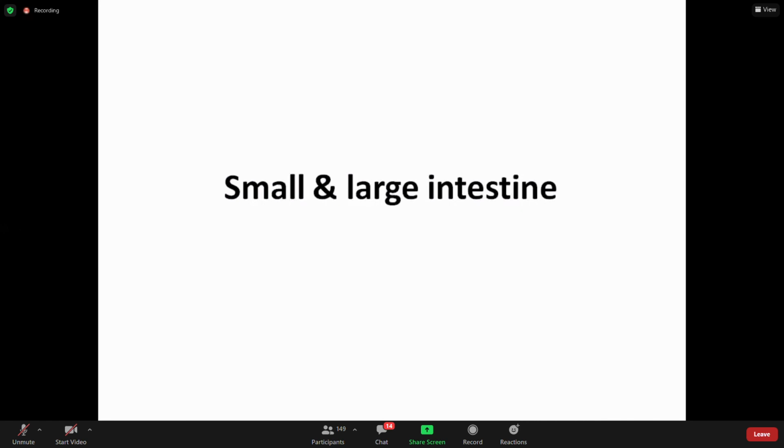If you have any question, you can write in the chat box because we have, I think, 15 minutes more. If you want any clarification, you can write in the chat box. We have time. Still, we have time. Don't worry. So, any question? Gross morphological difference between small and large intestine, or between the different parts of your small intestine? Okay. So, I presume that there are no questions from your side.